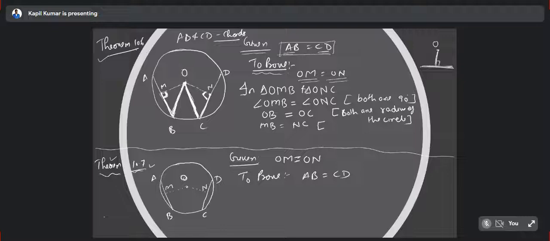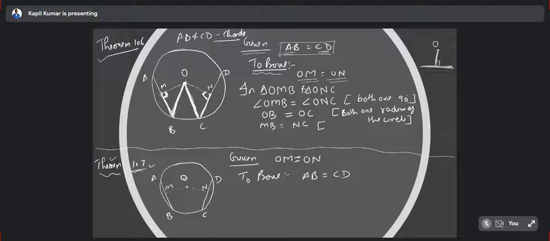It will be equal because previously we have done this theorem, I think 10 point, which one? Theorem 10.4, you remember? What is it? Congruent? No, not 10.4, actually 10.3. Okay, so 10.3 is: the perpendicular from the center of a circle to a chord bisects the chord.